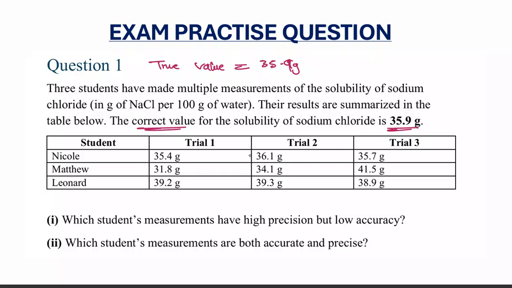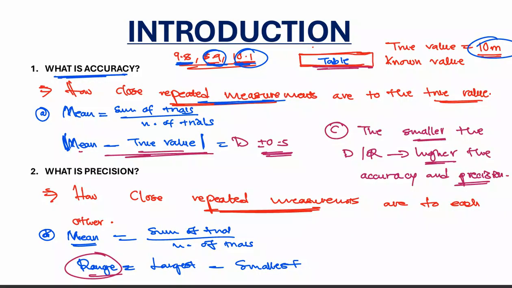These students were given 3 trials. We need to understand which student's measurement had high precision and low accuracy, and which student's measurement has both accuracy and precision. For us to answer the question, we don't decide by just looking at it. We need to do some mathematics, and the steps that I gave here are the same steps that you are going to follow.